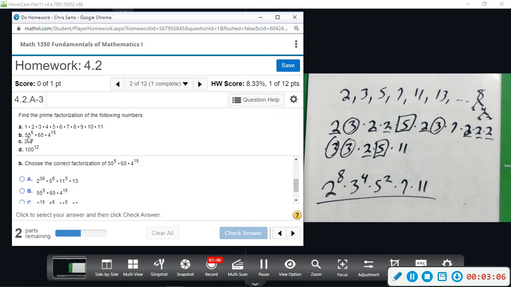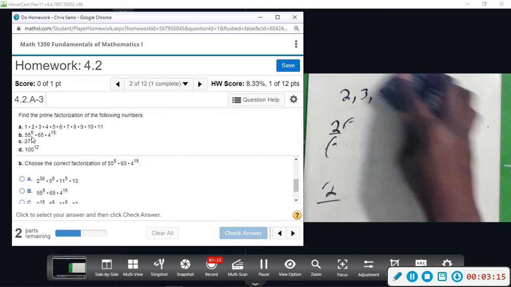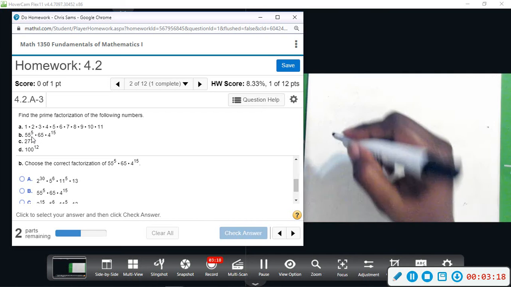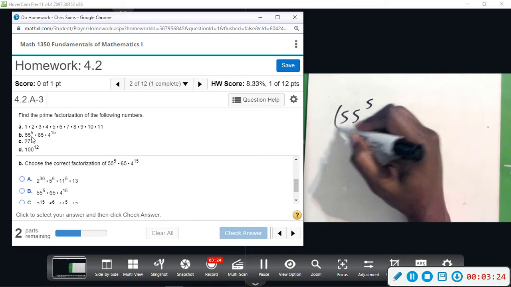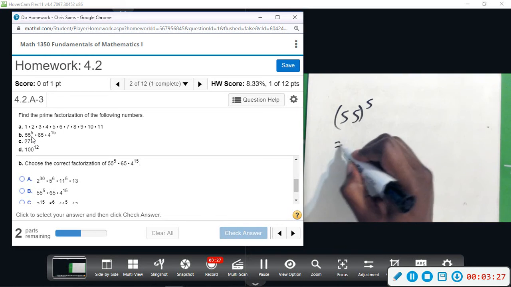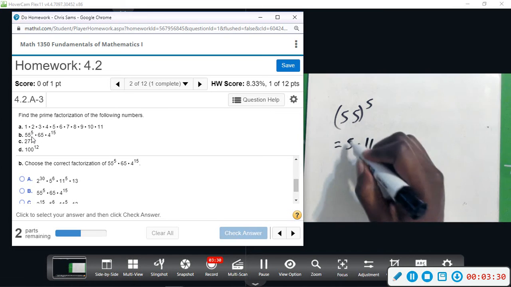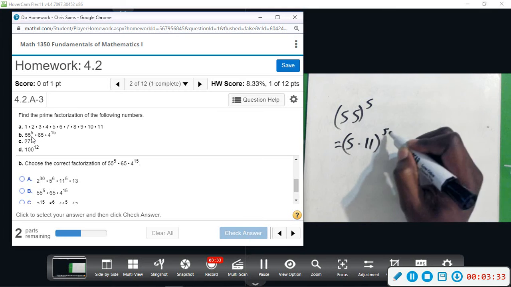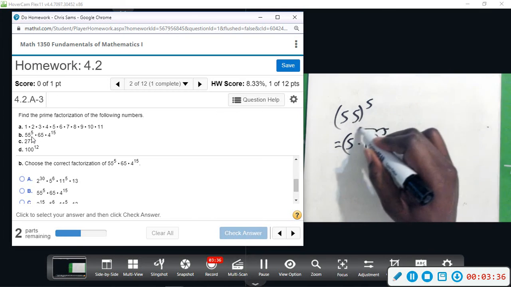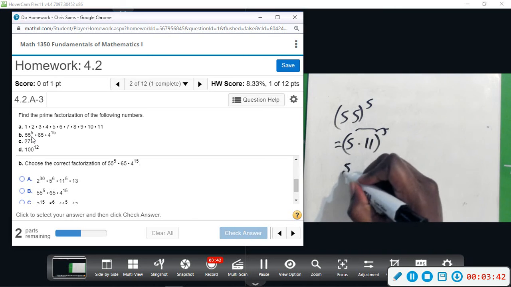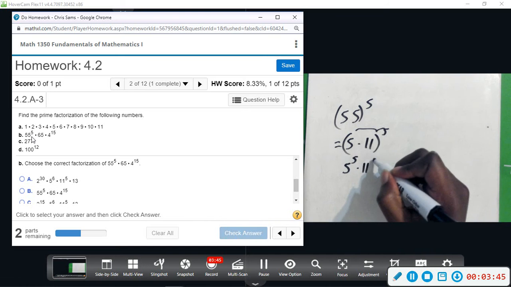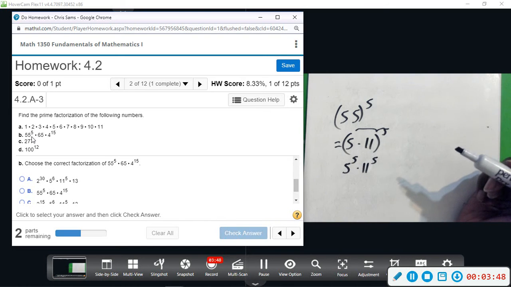Okay, so we have 55 to the 5th power. So we're going to rewrite this 55 as 5 times 11. And as property of exponents go, if these things are being multiplied, we can pretty much distribute each of these a power of 5. 5 and 11 are prime. So we'd have a 5 to the 5th and an 11 to the 5th. And that would be the same as 55 to the 5th.